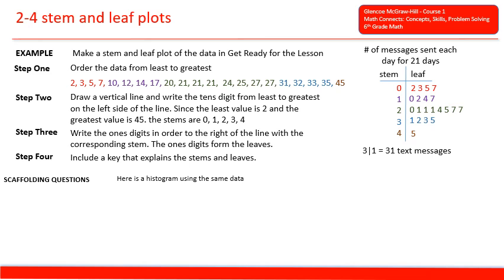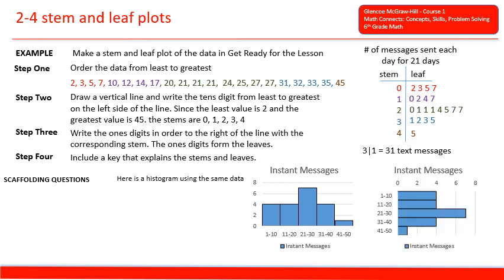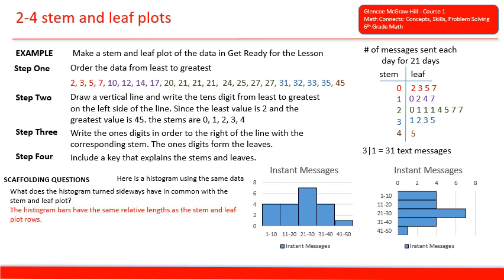Scaffolding questions. Here's a histogram using the same data. This is all the same data as above in the stem and leaf. The first one's a vertical bar graph and the second one's a horizontal bar graph. What does a histogram turned sideways have in common with the stem and leaf plot? They're calling it a histogram, but we know that can also be called a horizontal bar graph. Are there any similarities there? The histogram bars have the same relative length as the stem and leaf plot rows.